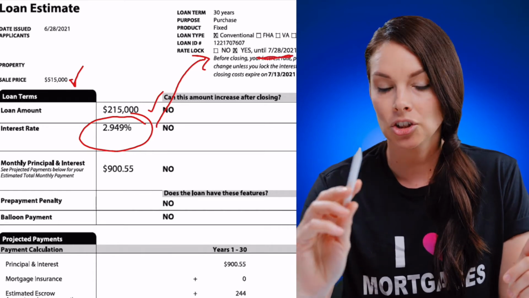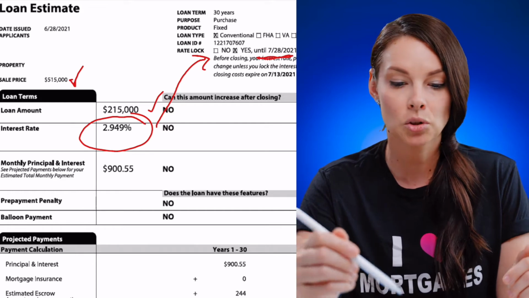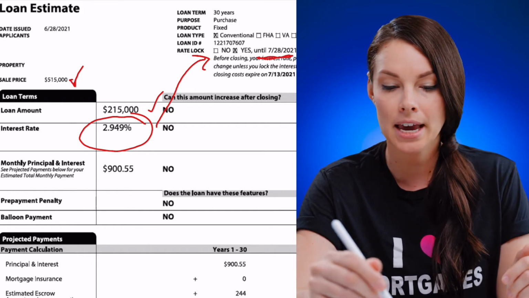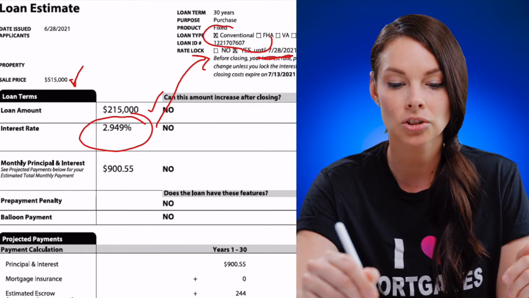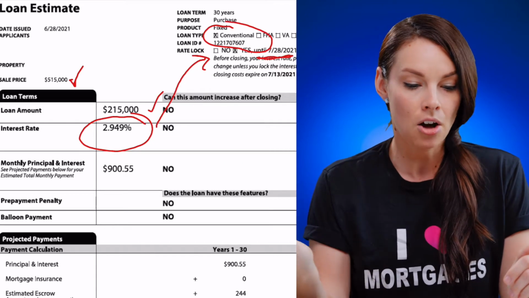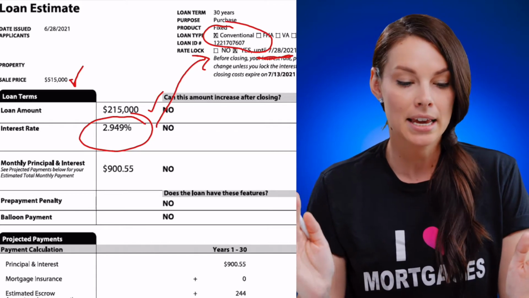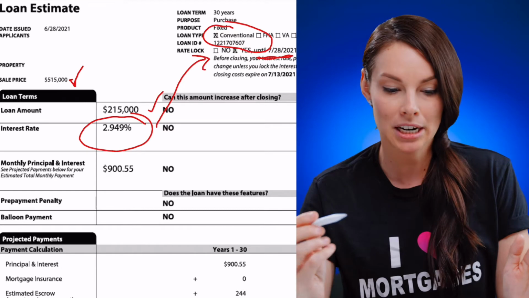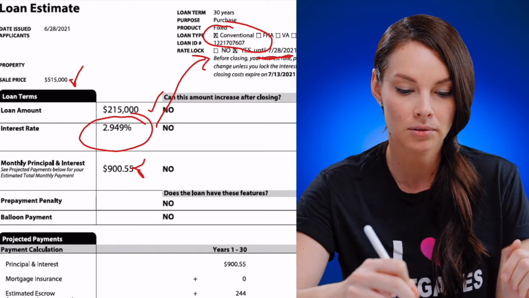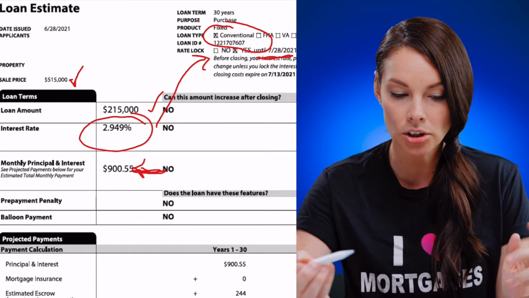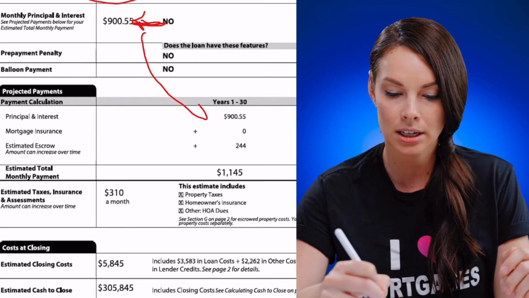Another thing to pay attention to up here is the loan type. So we have conventional, FHA, VA. As you can tell, conventional is marked. All right, so the next important thing is your monthly principal and interest. So we've got that right here. And then also it comes down here.